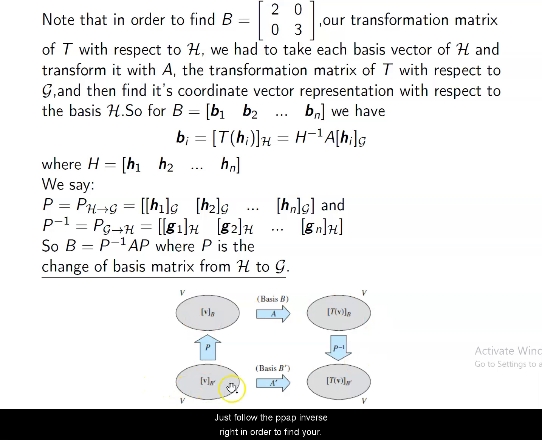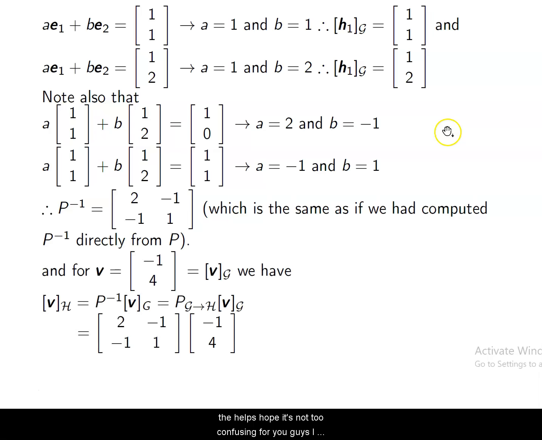Just follow the P inverse in order to find your B matrix, or A matrix, whatever it is that you need. But really, just find P, then find P inverse, and the rest of this is pretty easy as a section. So I hope that helps.